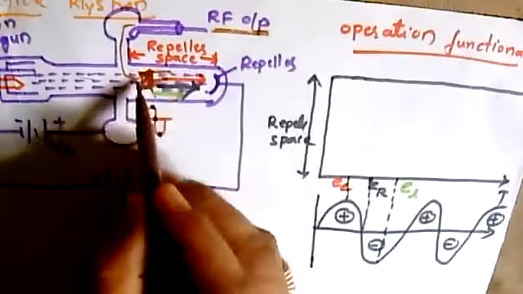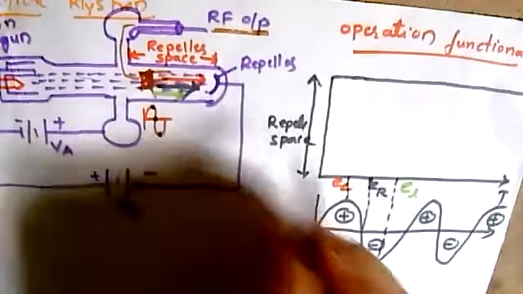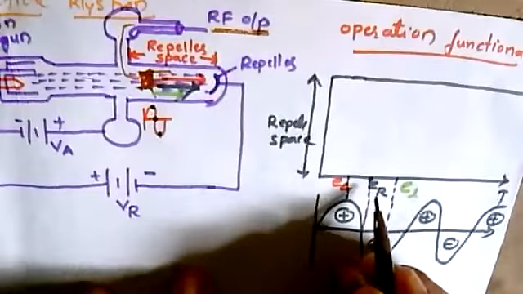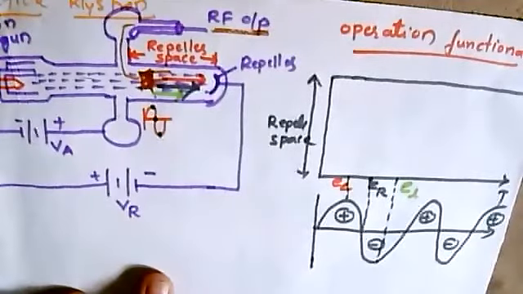Now the main bunching is being taken from a repeller space, so that's what has been explained over the repeller space. And here it is considered that this is where the bunching takes place.